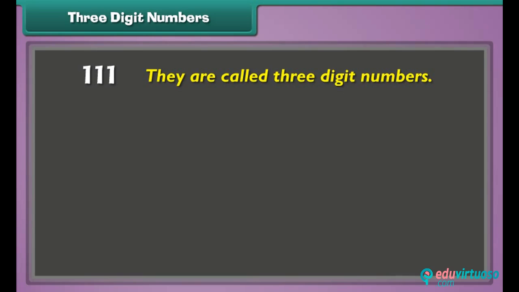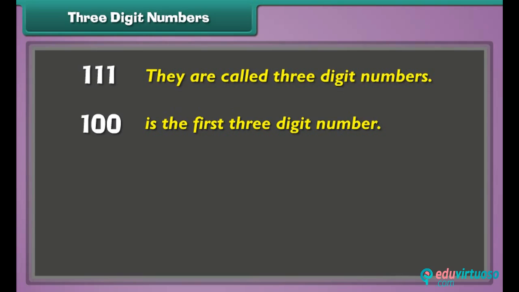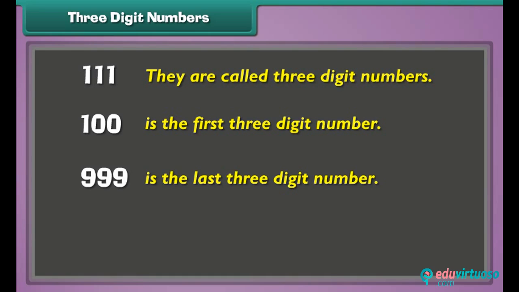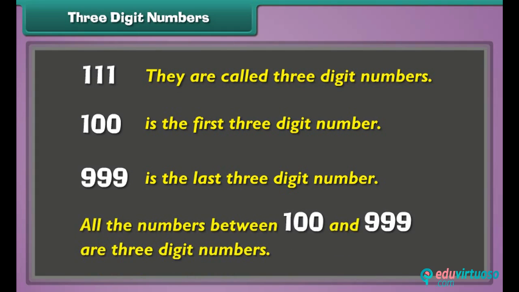Three-digit numbers. Numbers that have 3 digits in them are called three-digit numbers. 100 is the first three-digit number. It is the smallest three-digit number. 999 is the last three-digit number. Therefore, it is the largest three-digit number. All the numbers between 100 and 999 are three-digit numbers.